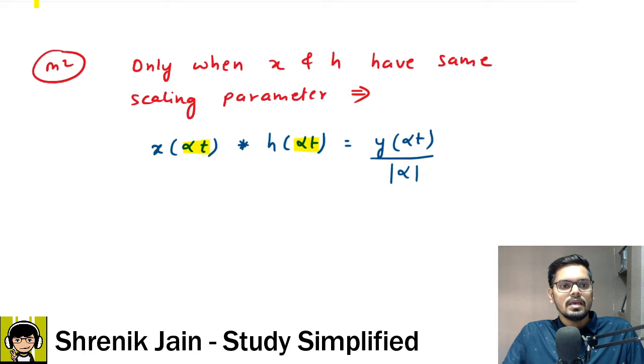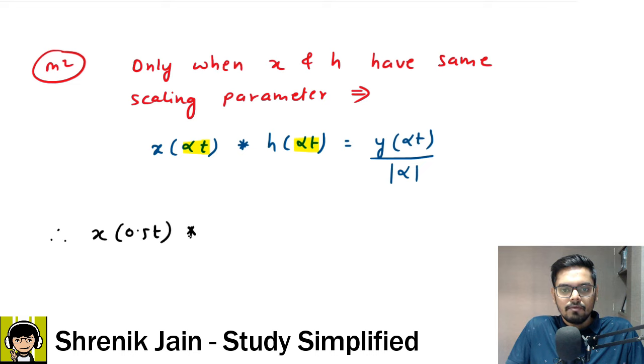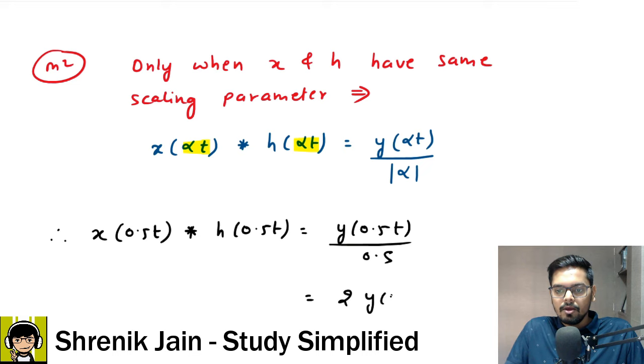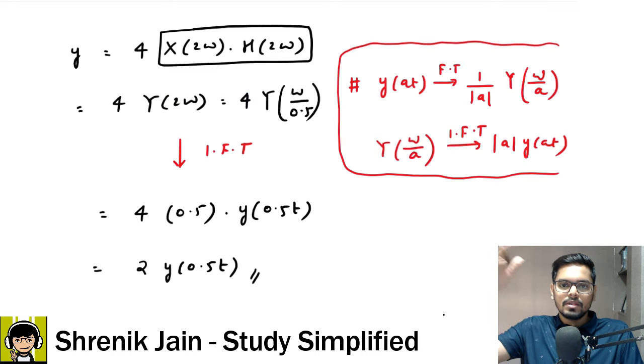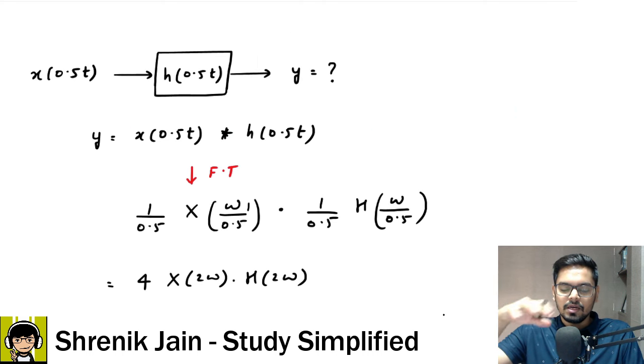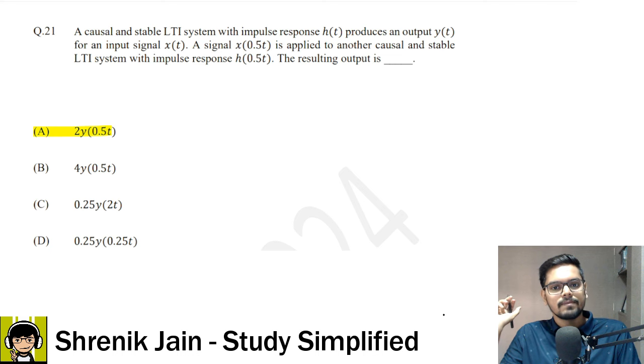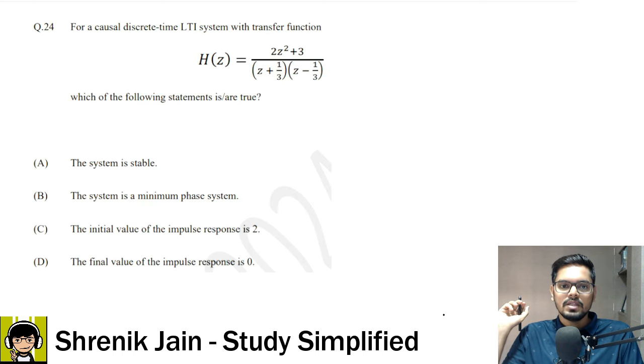If that is the case, what was the question they were asking? Therefore, X of 0.5 t convolved with H of 0.5 t, the answer is Y of 0.5 t divided by 0.5, which is just 2 times Y of 0.5 t straight away. There is no need to do all this inverse Fourier transform to get the answer. No need of all those things, just straight away answer. Understood? Let us move forward to the next question.